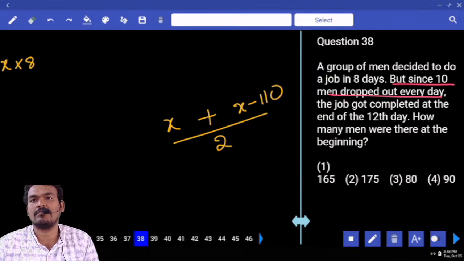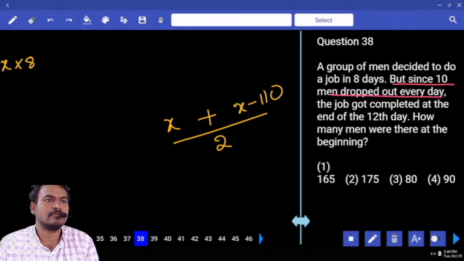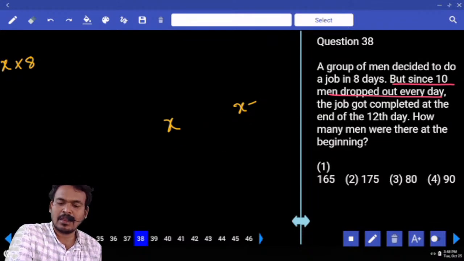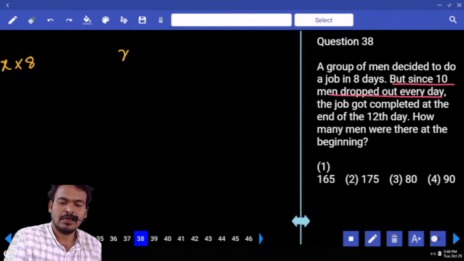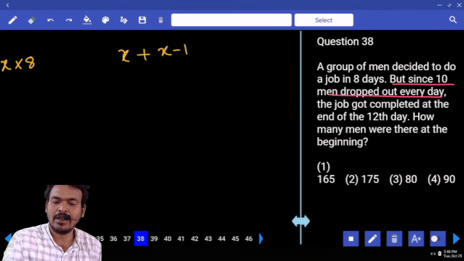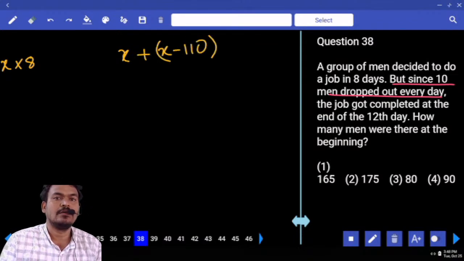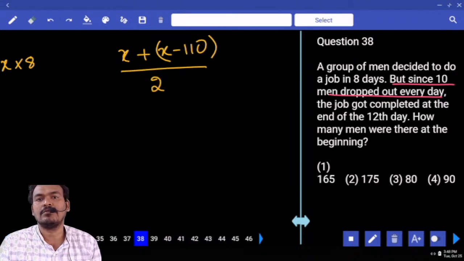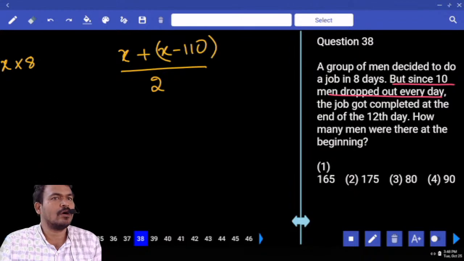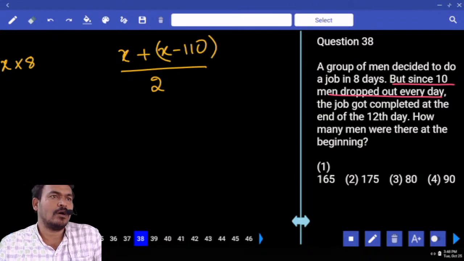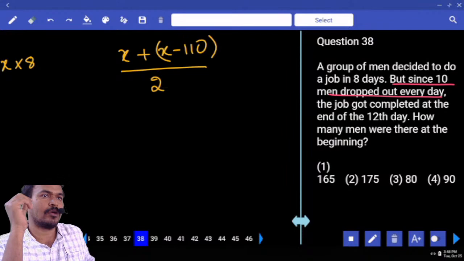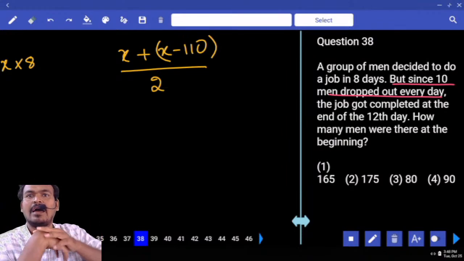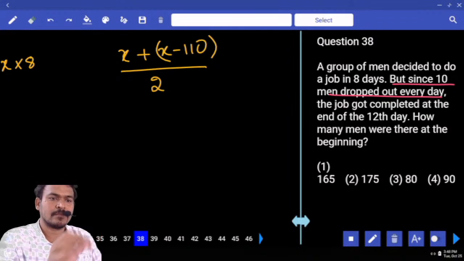What do we get? The average, or not? Yes or no? X means the first number or the last number? The first one. X minus 110 is the last one, or not? These two are added by 2. We get the average of how many observations? 12 observations, or not? 2 observations or 12 observations? 12 observations, because average is nothing but either first term plus last term by 2, or the average of the middle 2 numbers, or not?